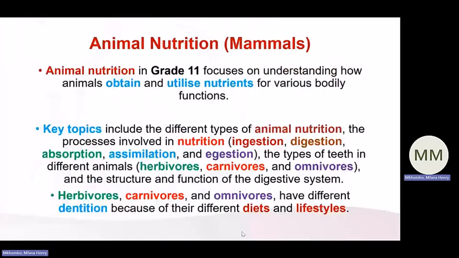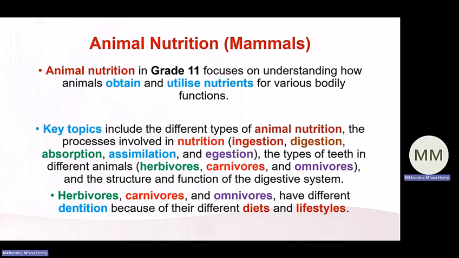My second slide is animal nutrition, mammals more specifically. Animal nutrition in grade 11 focuses on understanding how animals obtain and utilize nutrients for various bodily functions. Key topics include different types of animal nutrition and the processes involved: ingestion, digestion, absorption, assimilation, as well as egestion, which is the removal of unwanted waste.